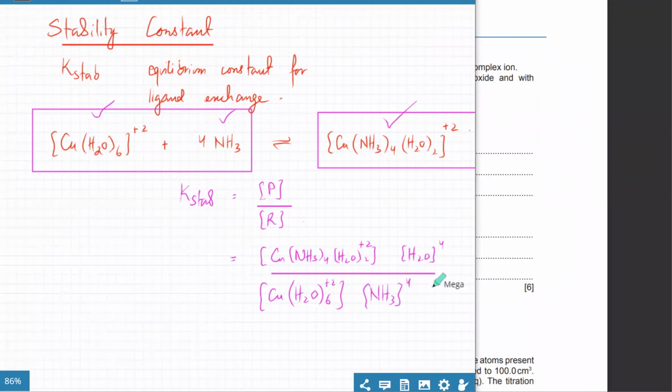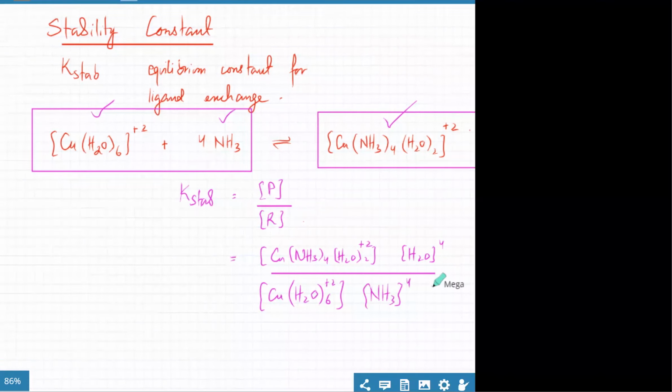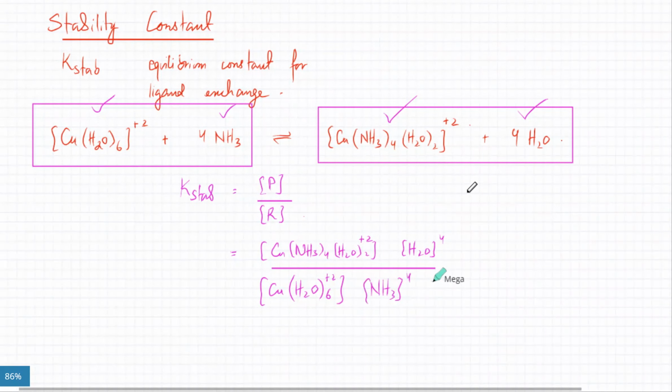So hopefully everyone remembers how to write equilibrium constants and the expression. The coefficient becomes the power. So that's K stability. Whenever you have a ligand exchange reaction, it's an equilibrium reaction. Product concentration divided by reactant concentration. You write down the expression, that's K stability.